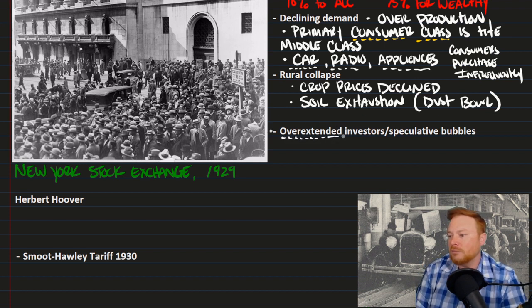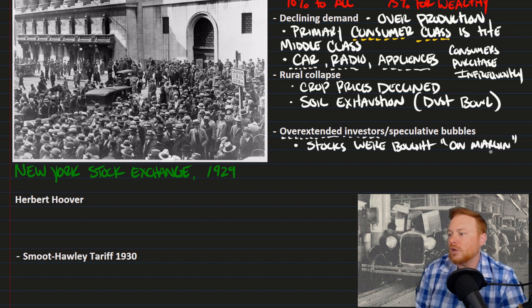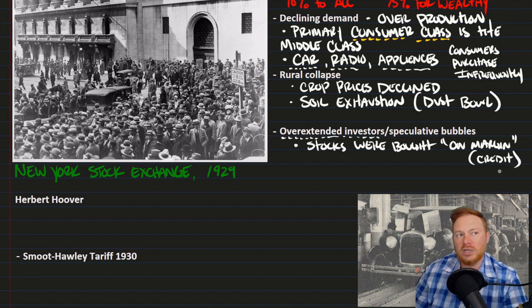One example of how investors were overextended: stocks were bought, what they would say, quote unquote, on the margin. And to buy a stock on the margin, that's kind of like buying a stock on credit, meaning that, because the stock market kept going up and up, people were buying stocks with money they didn't have, buy now, pay later. That's good if the stock goes up, but if the stock goes down, then suddenly you're in a very bad position because you're far overextended.